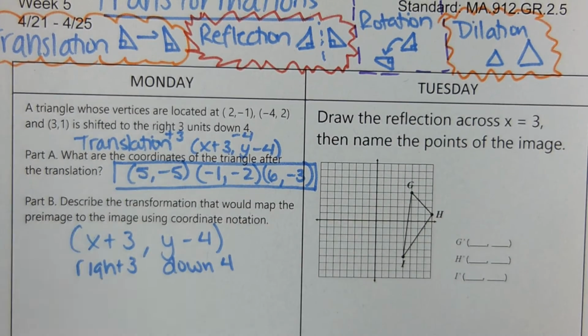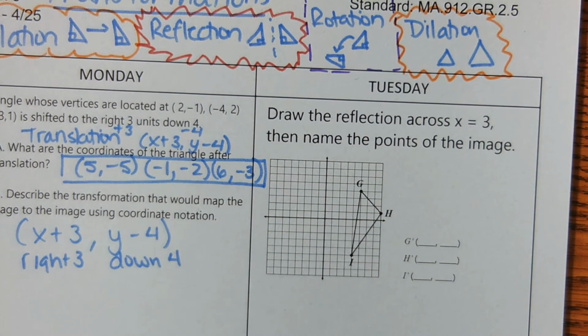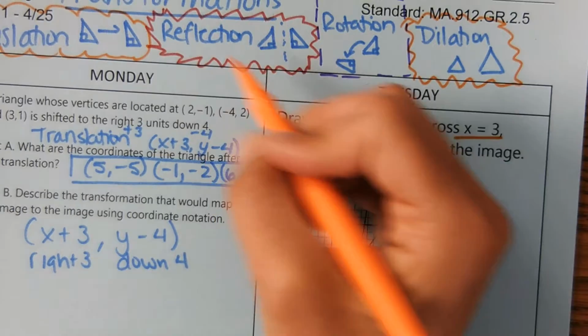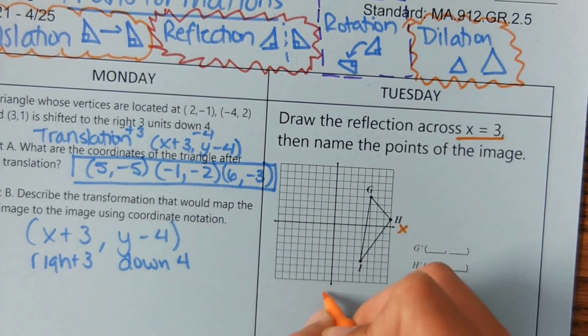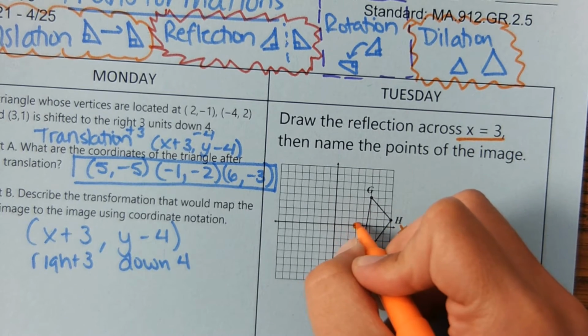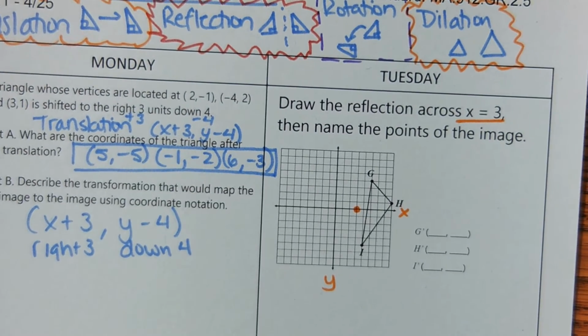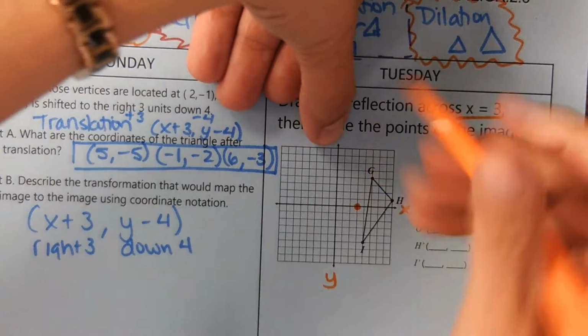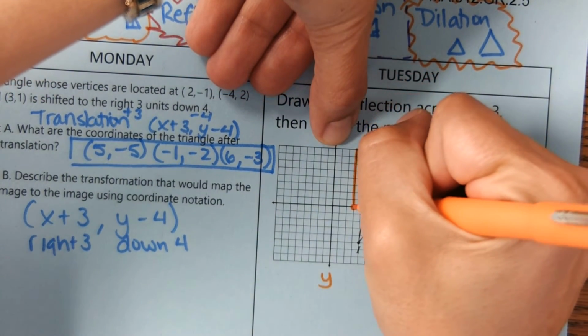Okay, then the next one, it says draw the reflection across x equals 3, then name the points of the image. Okay, so first of all, we have to identify this line, x equals 3. A reflection is where you flip it over the line, but you have to identify what this line is. So this is your x-axis, this is your y. What I would do is find the point x equals 3 on the x-axis right here. And then you're going to need to draw a line through that point. So it wouldn't make sense to draw it along the x-axis. So we're going to draw a vertical line like this.